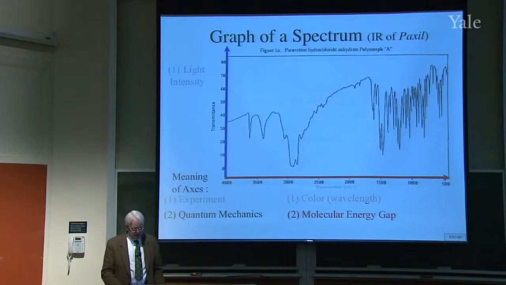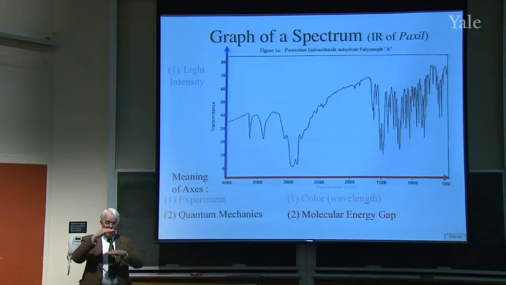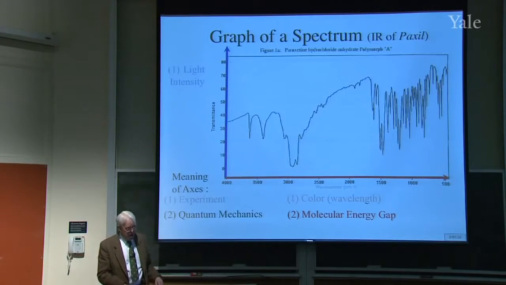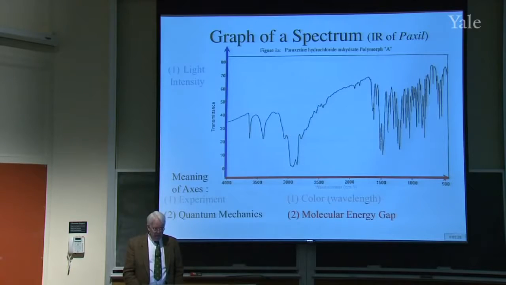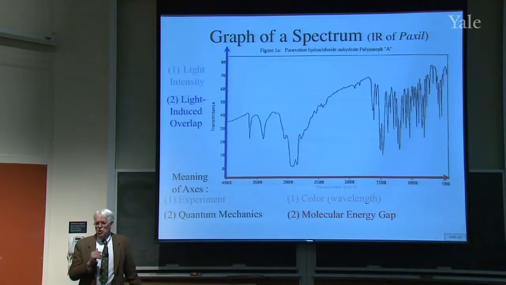The horizontal axis is the molecular energy gap, right? What are the orbitals that are involved? How far apart are they in energy? What does that have to do with the frequency of light? You remember the rate of this oscillation back and forth has to do with the energy difference between the two states you're talking about. And if you're talking about quantum mechanics, the vertical axis is how much overlap you generate.